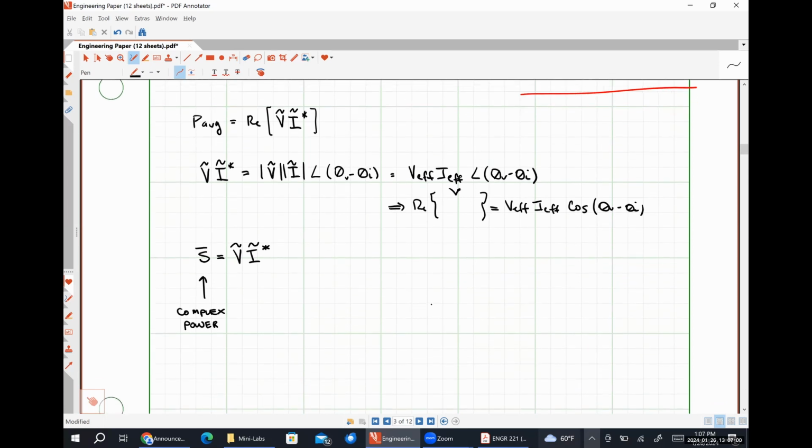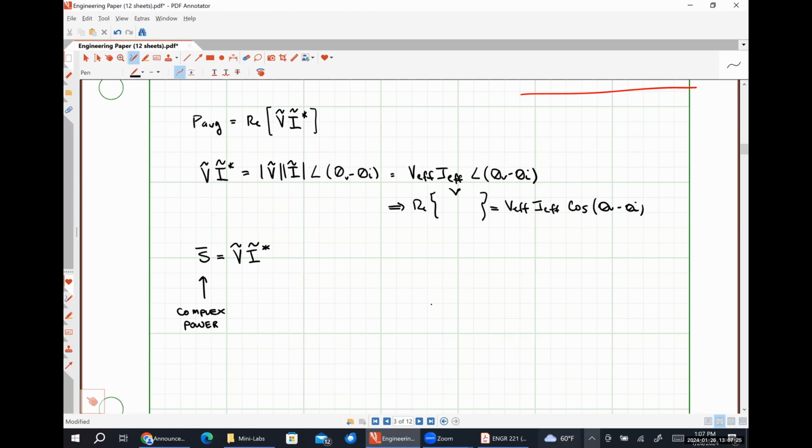Now let's talk about units of complex power real quickly. So we're multiplying a voltage times a current, so the units seem like they should be watts, right? Because voltage times current, or volts times amps, is a watt. And that's not wrong, but it's not right either.